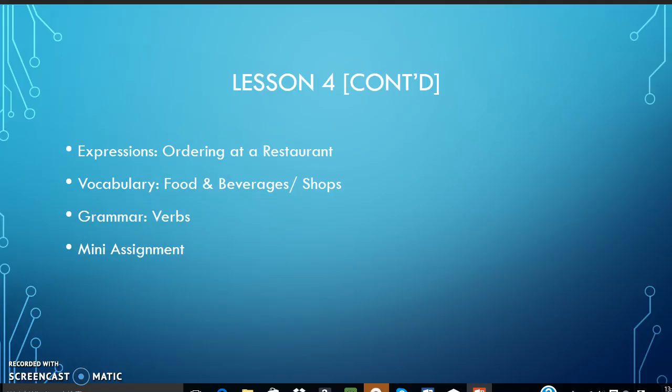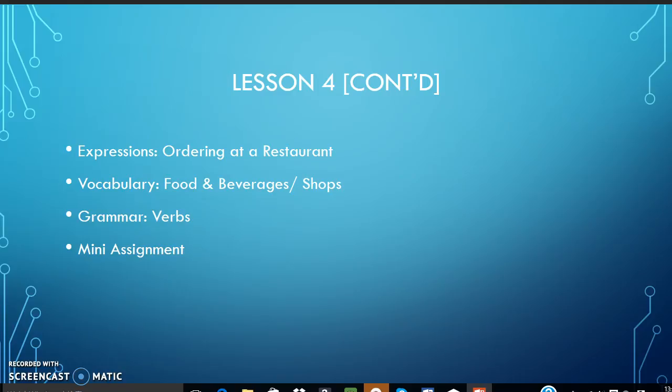Number two is, what do you recommend? What do you recommend is, おすすめは何ですか? Number three is, do you have a children's menu? That is, お子様メニューはありますか?